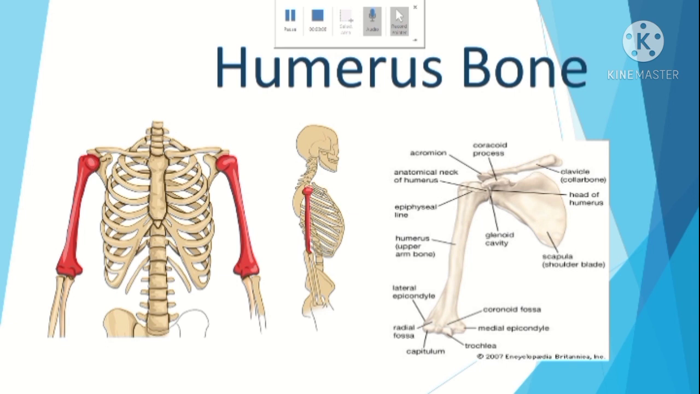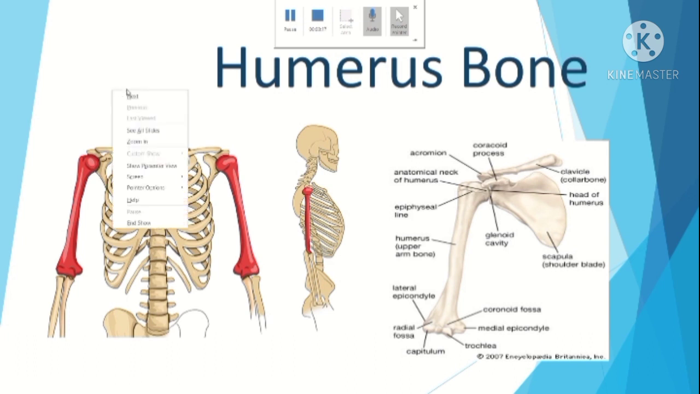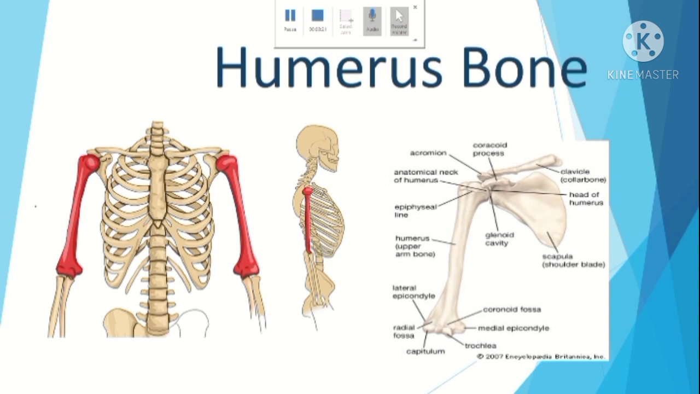Today we will be focusing on the bone. Which bone? The humerus bone, which is present in the arm region of each and every body. Arm region, as you can see here, I will open the pointer. See, this is the arm region, this is the humerus bone.